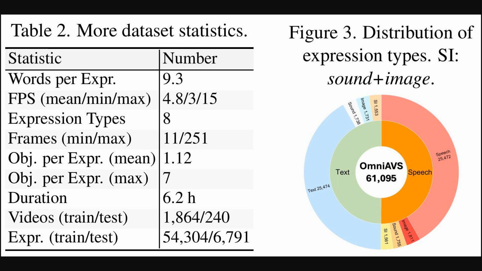Building on that idea of complexity, this next table and chart puts some numbers to it. The dataset is quite large, over 2,000 videos, and more than 60,000 of those referring expressions. We see there are 8 different expression types, and videos have varying frame rates, from 3 to 15 frames per second. The chart beside the table shows the mix of these expressions, with a good balance between text, speech, sound, and image-based prompts. This scale and variety really underscore why the dataset is such a challenging new benchmark.